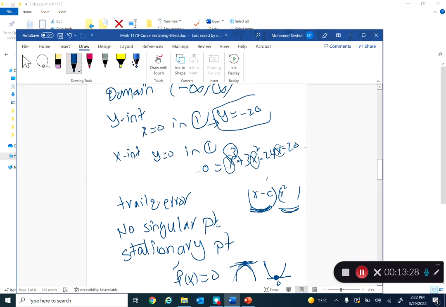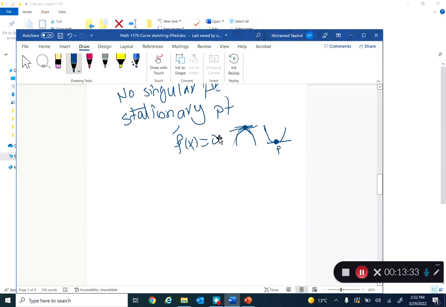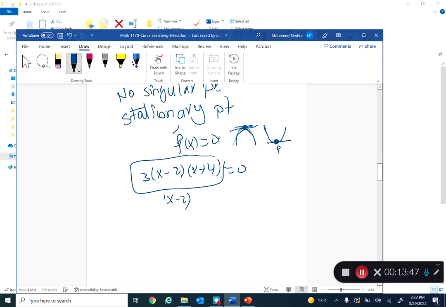So equation number 2, that is my derivative, 3x minus 2 multiplied by x plus 4. You have 3x minus 2 and x plus 4, and I equate that to 0. How to solve this? Divide both sides by 3: then you have x minus 2 times x plus 4, and 0 over 3 gives you 0. 0 over any number is 0, right? So I get rid of the 3 by dividing both sides by 3.